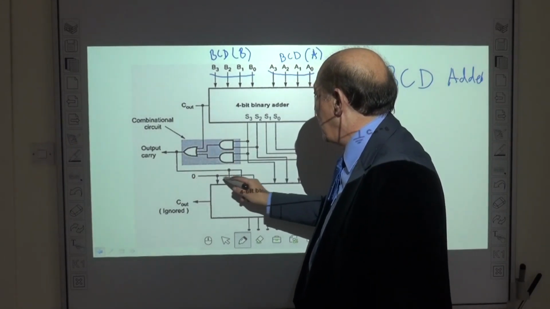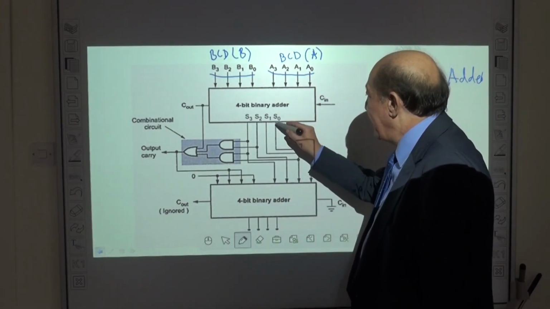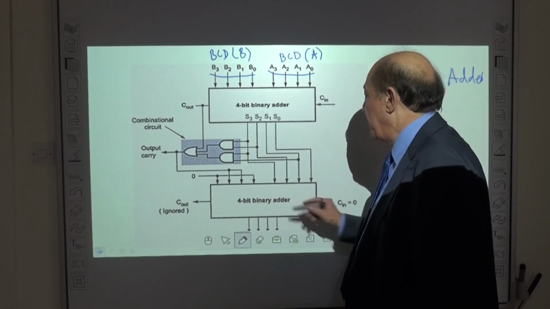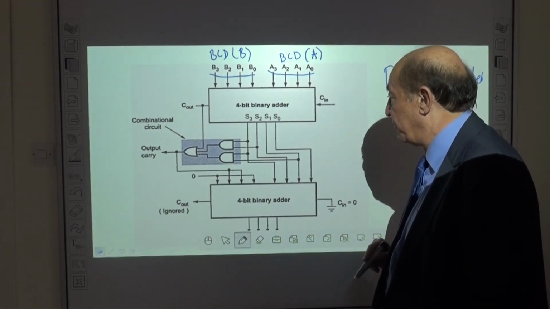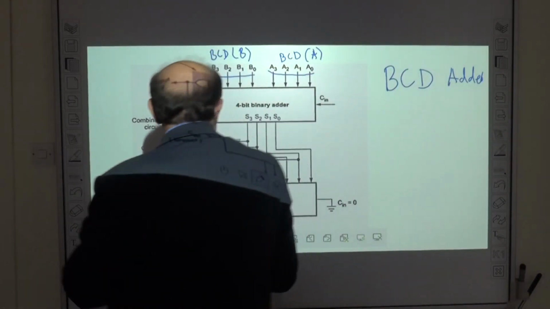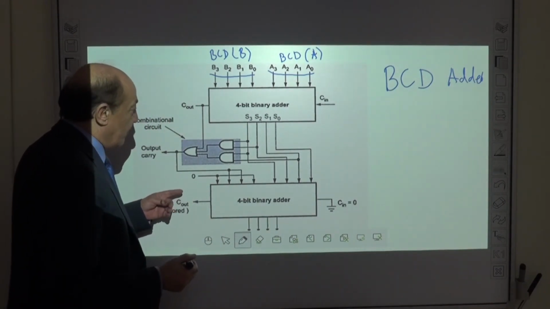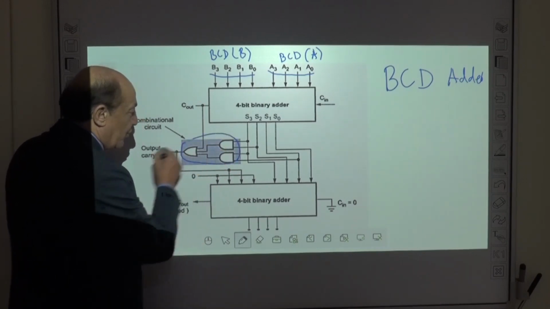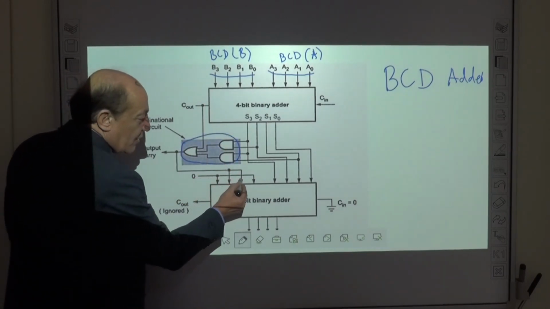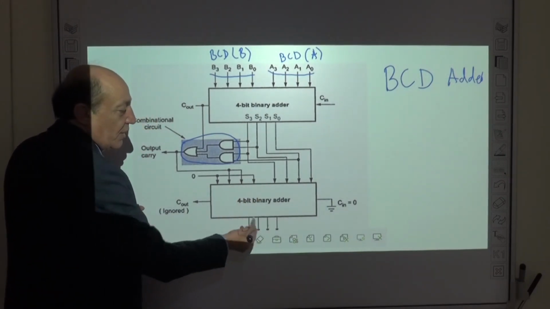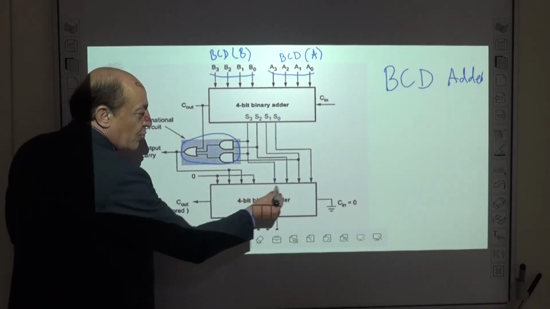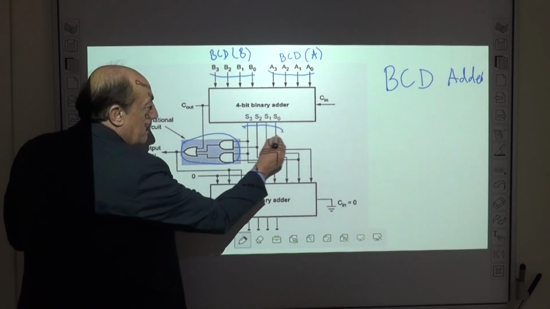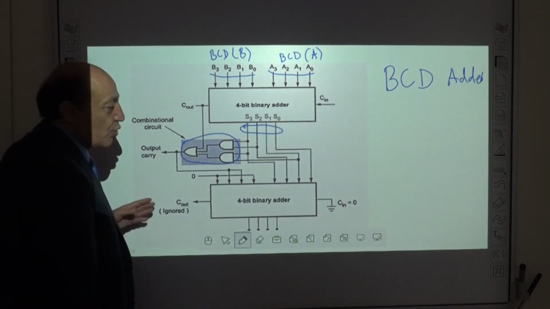Now, how to adjust? These sums are applied to the next 4-bit binary parallel adder. You see, if there is no carry, or the output of this block is equal to 0, then we will have all zeros here and no adjustment will happen. Adding 4 zeros to this sum will output the sum from here as it is, with no correction.